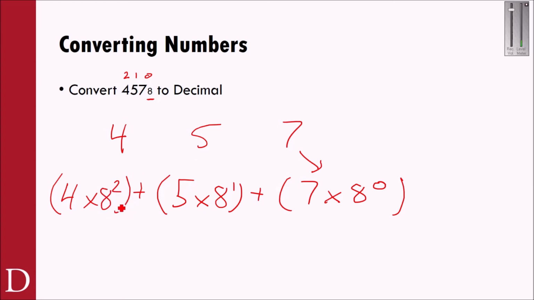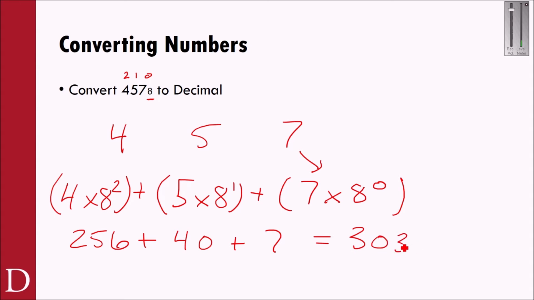8 squared is 64, if that's right? 8 times 8 is 64. Times 4, so 64 and 64 is 128. Multiply that by 2, that gives me 4 of them. That sounds like 256. Plus 8 to the 1 is 8, times 5 is 40. 8 to the 0 is a 1, times 7 is 7. So 256, 296, sounds like 303.